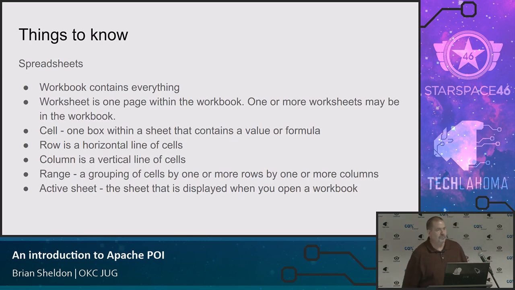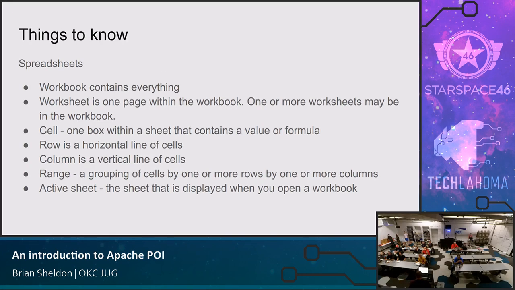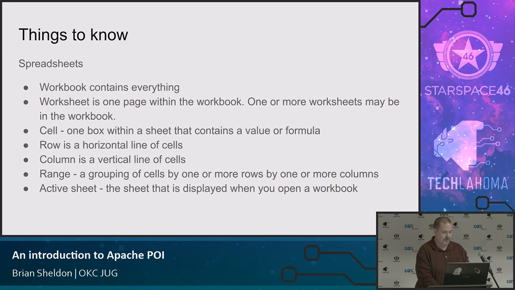All right, so I'm sure everybody knows everything about spreadsheets, right? You get a workbook, which is kind of like a container. It holds one or more worksheets. A worksheet's basically a page. And on a page, you can have a cell, which is referenced by a row and a column. You can identify ranges of cells on the grid. An active sheet is simply, when you open up a workbook, the page that is displayed. You don't have to navigate to it, it's just there.